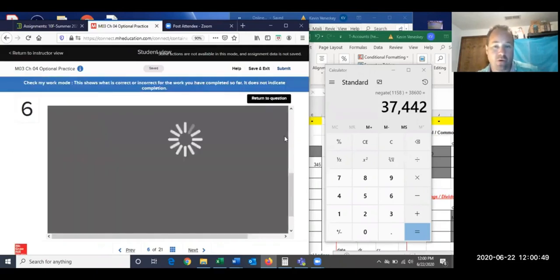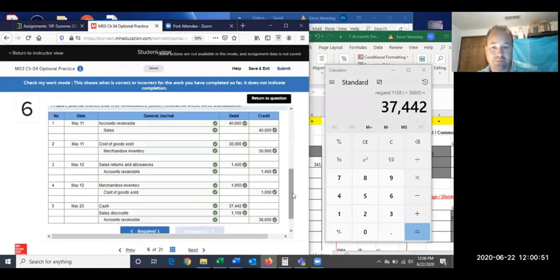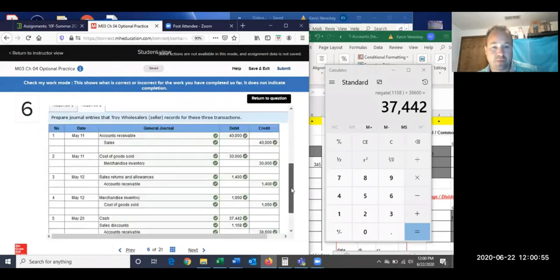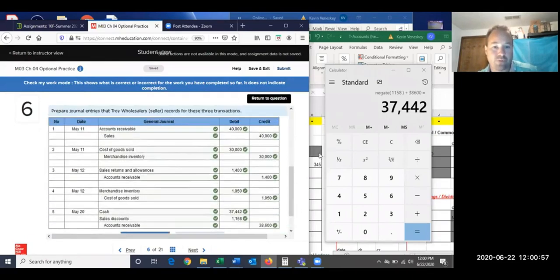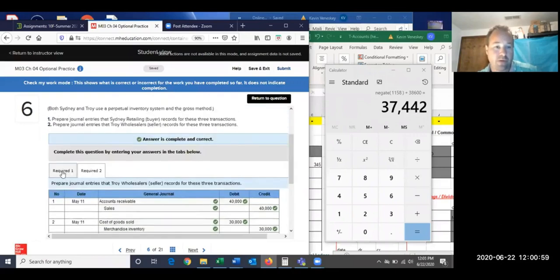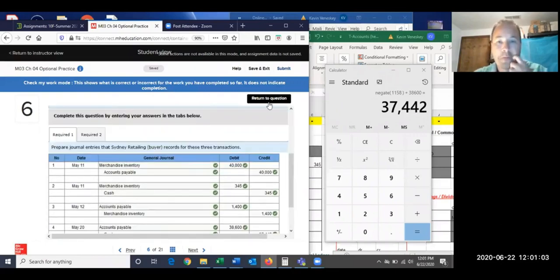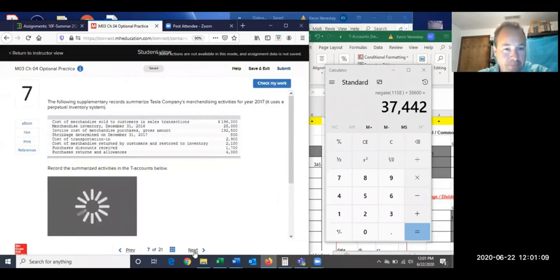Now we can check the work and let's see how we do. That's requirement number 2. Requirement number 1, that looks good too. All right, we're just going to do a couple more and then we're going to finish up for the day.